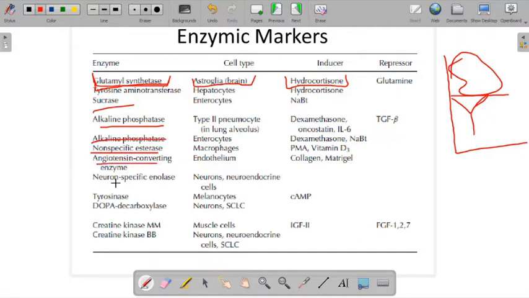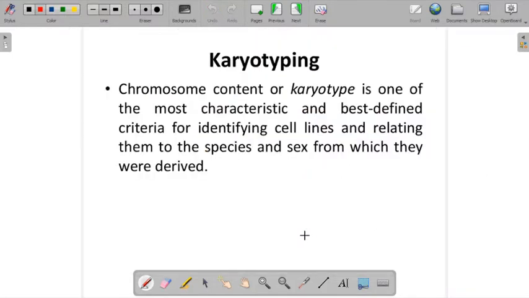Then the angiotensin converting enzyme is very helpful in the cell signaling pathway, guys. This is very important. Then tyrosinase, dopa decarboxylase, and creatine kinase, then creatine kinase BB. So these are different growth factors and enzymatic markers.